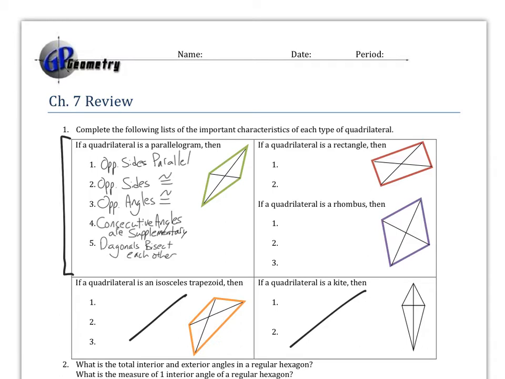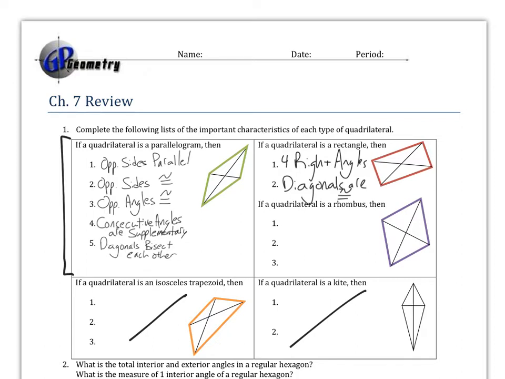The opposite sides are parallel, opposite sides are congruent, opposite angles are congruent, and consecutive angles are supplementary and diagonals bisect each other, okay? Well, a rectangle has two special things we know about it, and that is that we have four right angles and the diagonals are congruent, okay?